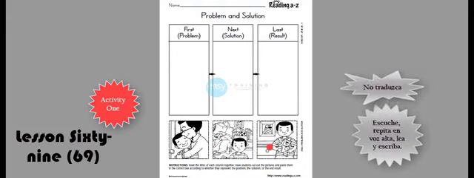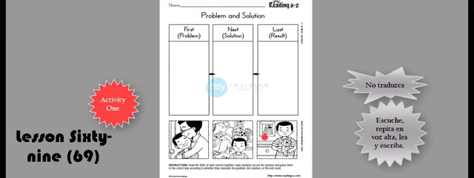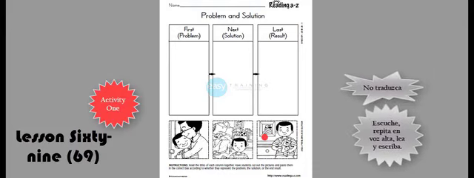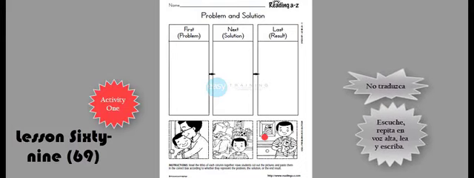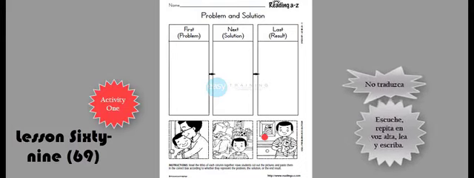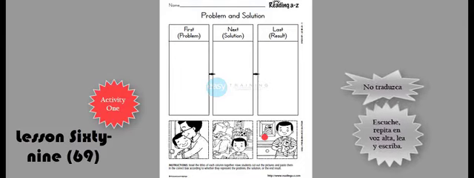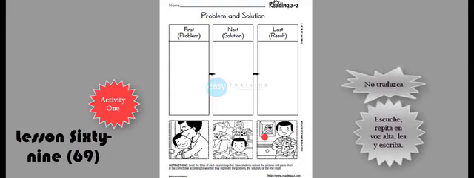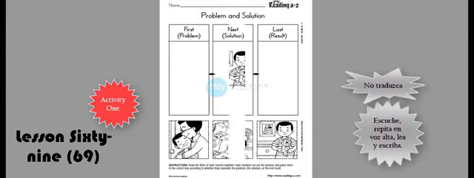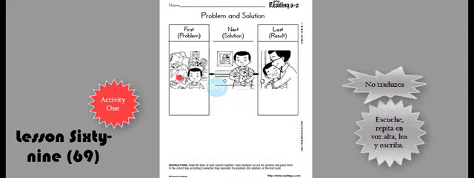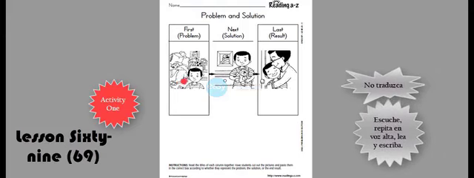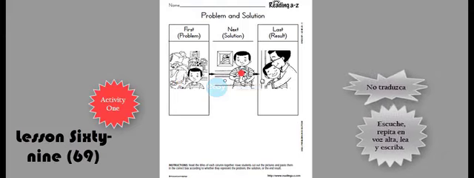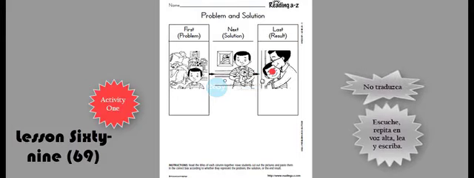And here, we can see that the room is all picked up. The room is orderly. The room is tidy. The room is clean. The room is not a mess. Okay? Well, here you are. This picture represents the problem. This picture represents the solution. And this picture represents the result.